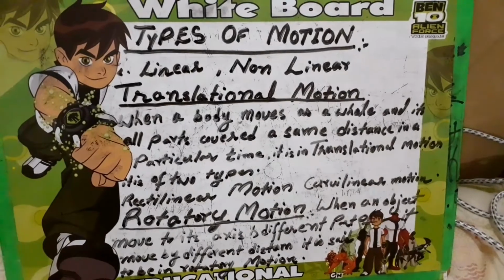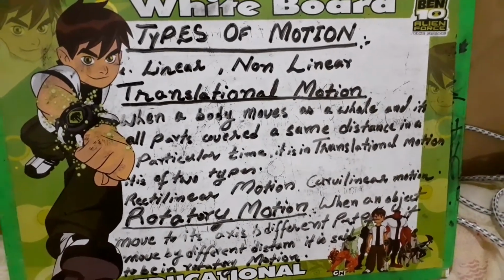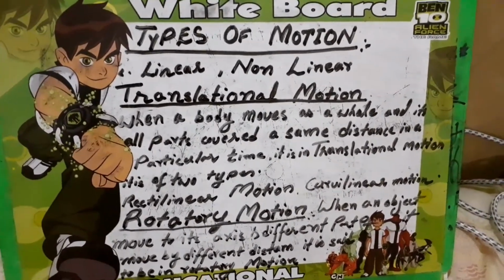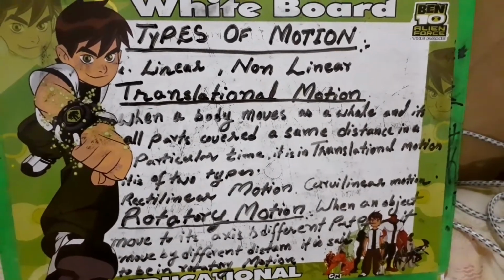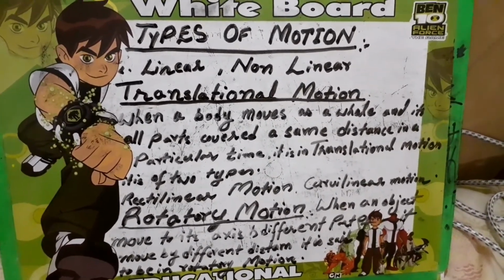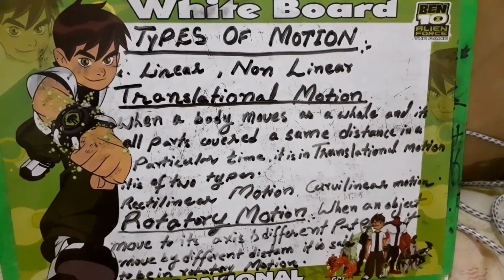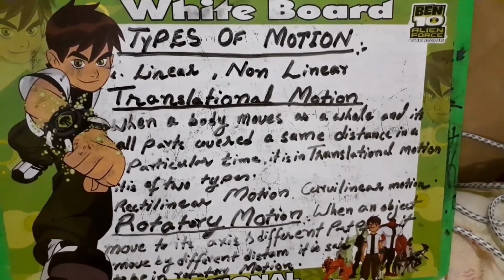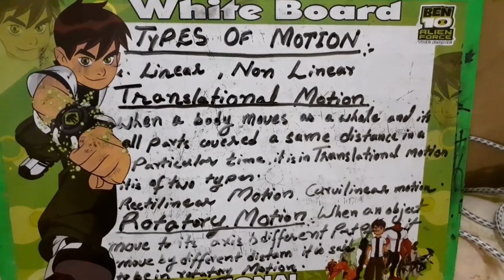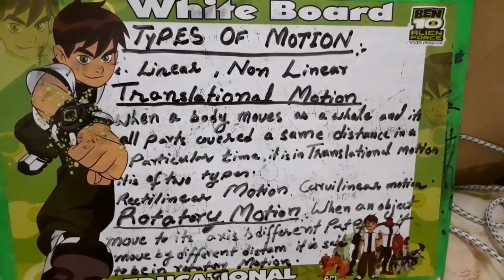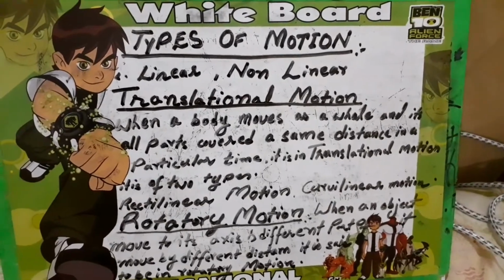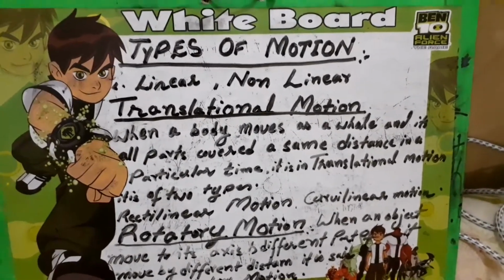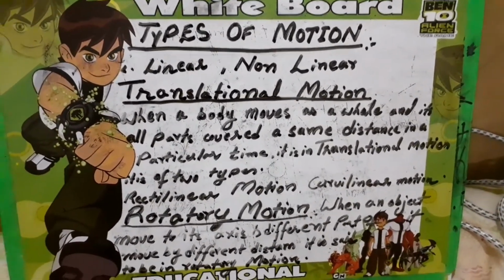So in rotatory motion, the body is in rotation and its different parts cover different distances in a particular interval of time. So it is said to be in rotatory motion. There are many examples of rotatory motion, like a merry-go-round, or the movement of the blades of a windmill, or the movement of a fan, etc. So these are the types of rotatory motion.